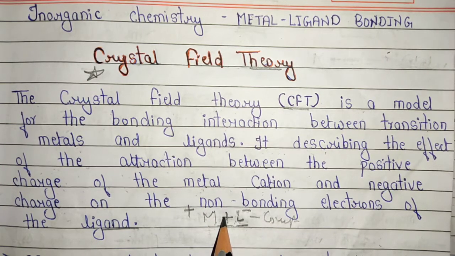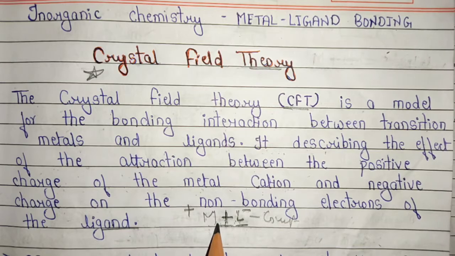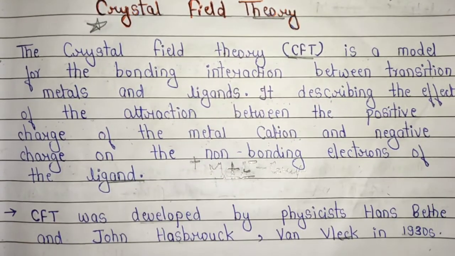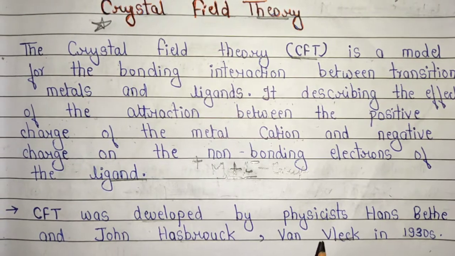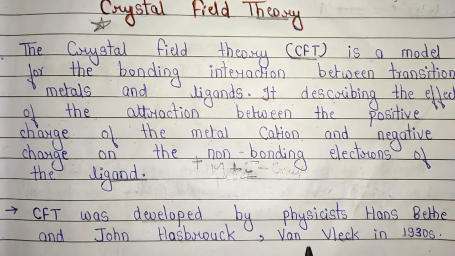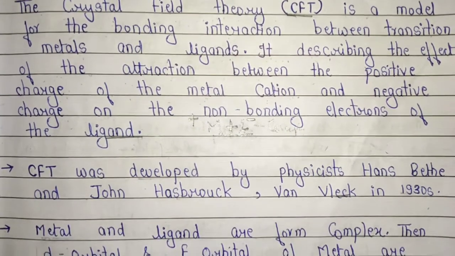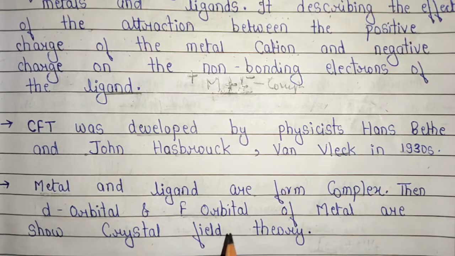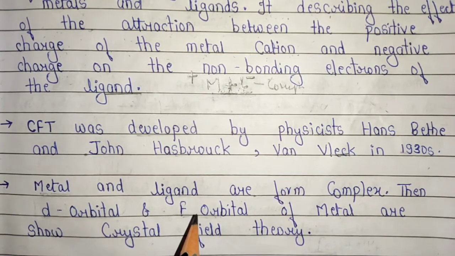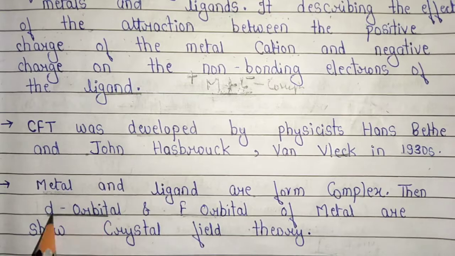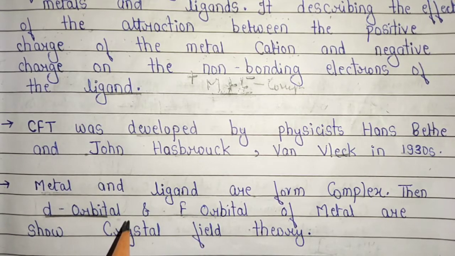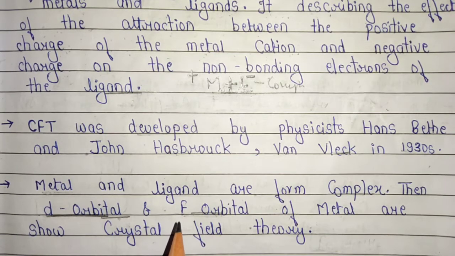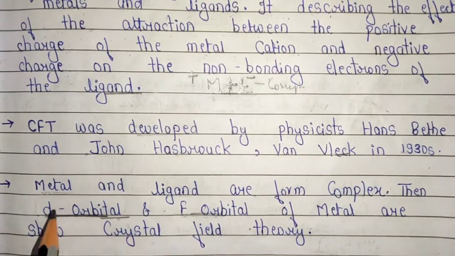Basically, in crystal field theory, we study the bond between the metal and ligand. Crystal field theory was developed by physicists Hans Bethe and John Hasbrouck van Vleck in the 1930s. When metal and ligand form a complex, the d orbitals of the metal are very important in crystal field theory. D and f orbitals are considered in this theory; s and p orbitals are not considered.